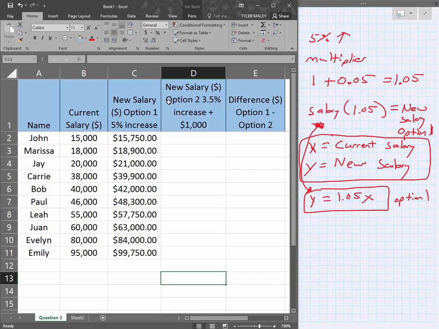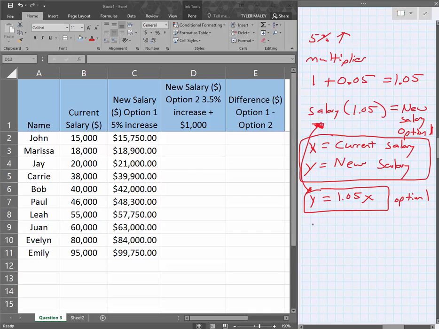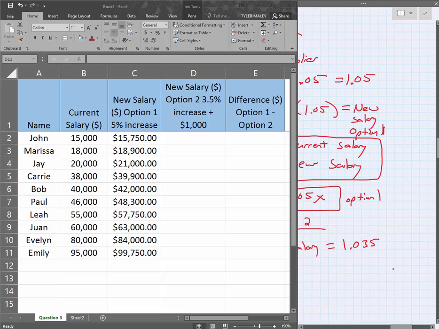So if I wanted to write this same thing in words, option 2 would be: my new salary equals, I have a 3.5% increase, so my multiplier would be 1.035, and this would be times my current salary.